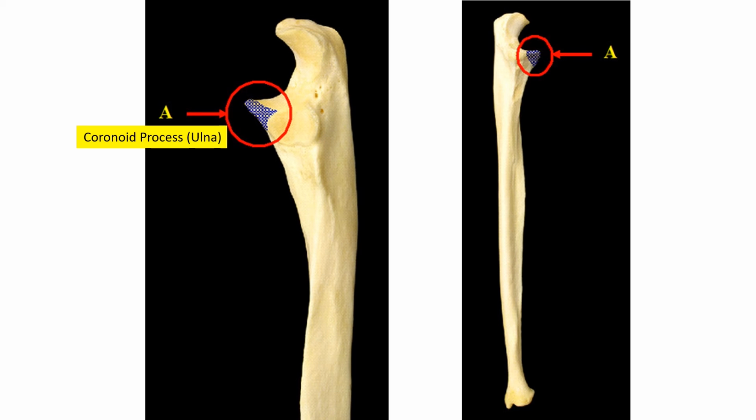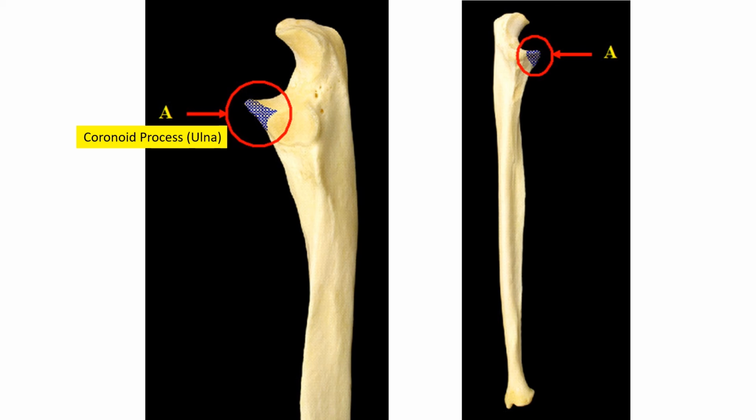Which bone is this? This is the ulna, the medial bone of the forearm. It's a long bone. It has an upper end and a lower end. The upper end has several features. The lower end has a minimum number of features. Now, the upper end has this blue marked structure, and this is called the coronoid process of the ulna.